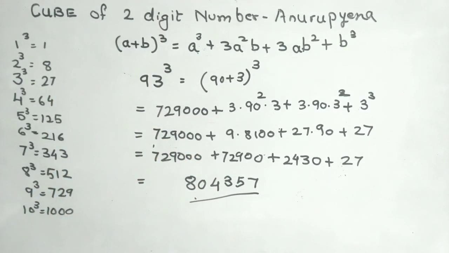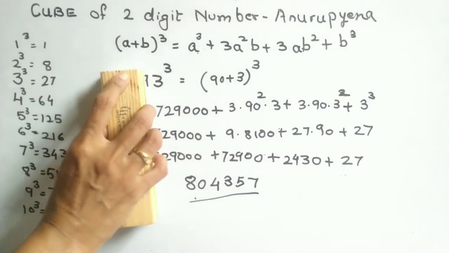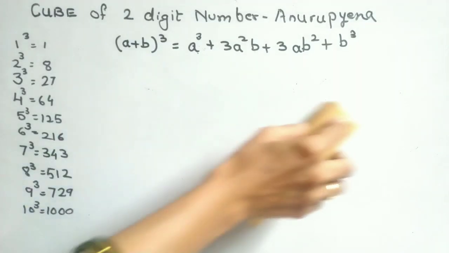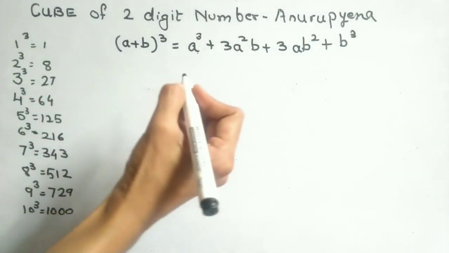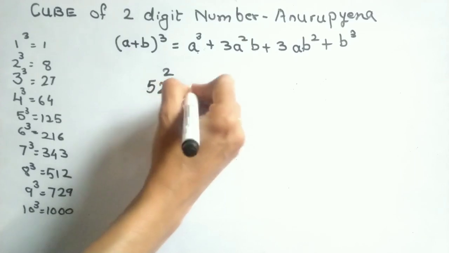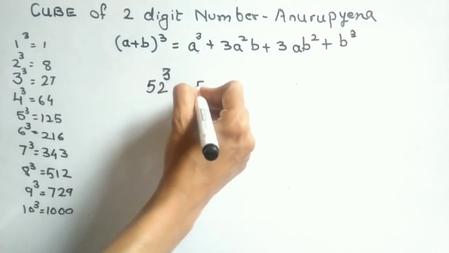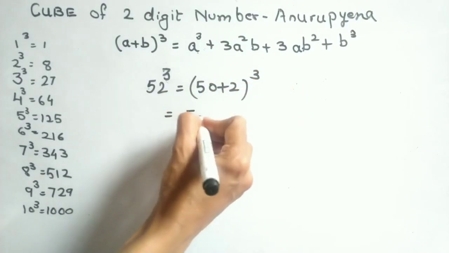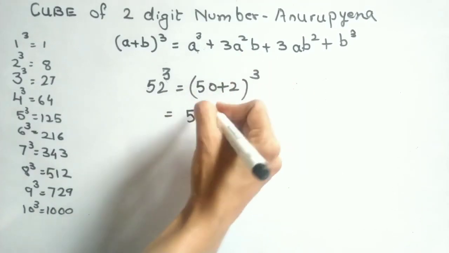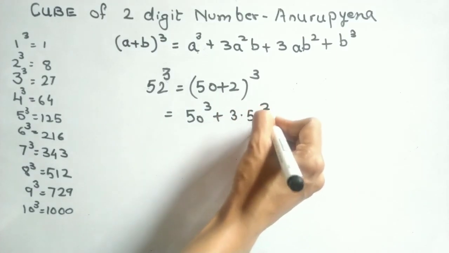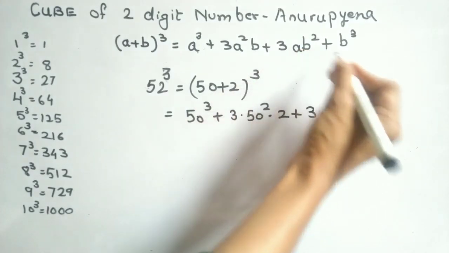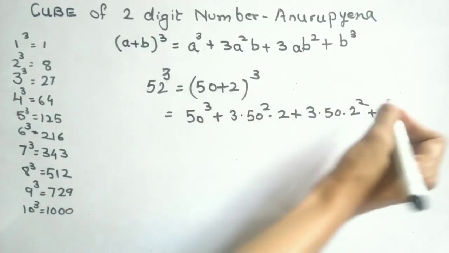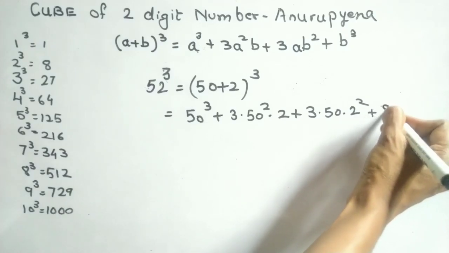Now we'll take one more example. Any 2-digit number you can expand like this. Let's take 52 cube. Now here we have (50 + 2) cube. So now what we do? 50 cube plus 3a square b, that is 3 into 50 square into 2, plus 3ab square, that is 3 into 50 into 2 square, plus b cube, that is 2 2s are 4, 2 4s are 8.